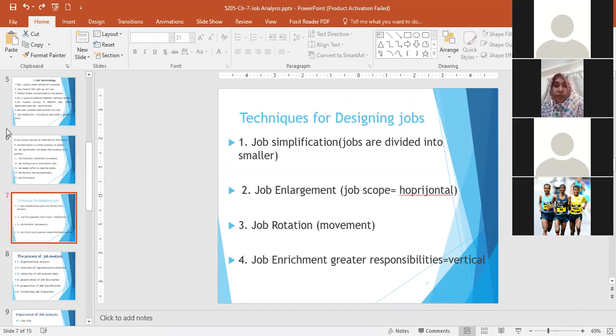So Bapon Snell, what do you mean by job specification? Jobs are divided into smaller, right? Smaller, yes, ma'am. So under job specification, jobs are divided into smaller, okay? So we have 2 advantages in case of dividing the job, okay?